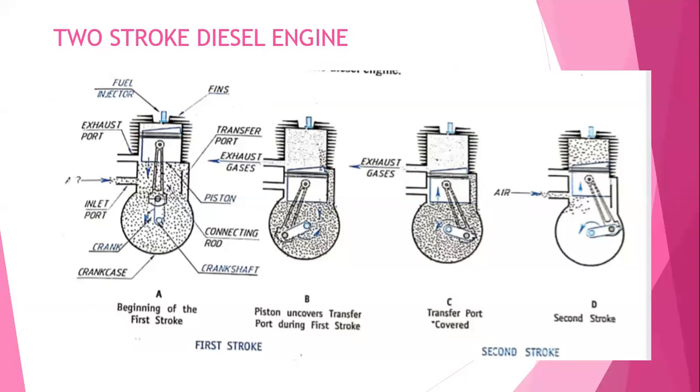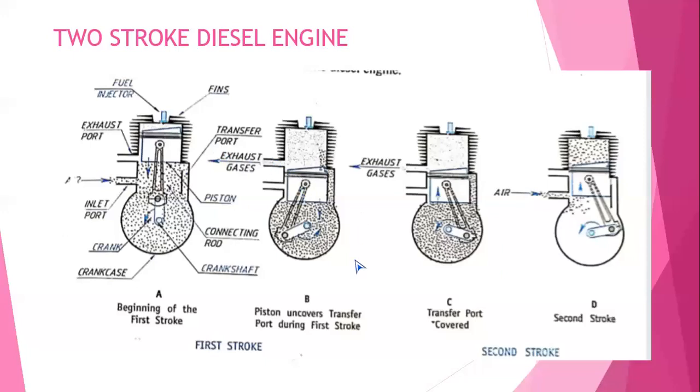In case of a four-stroke engine, there will be two valves: one is the inlet valve and the other is the exhaust valve. But in case of a two-stroke engine, there will be three ports: one is the inlet port, the exhaust port, and the transfer port.